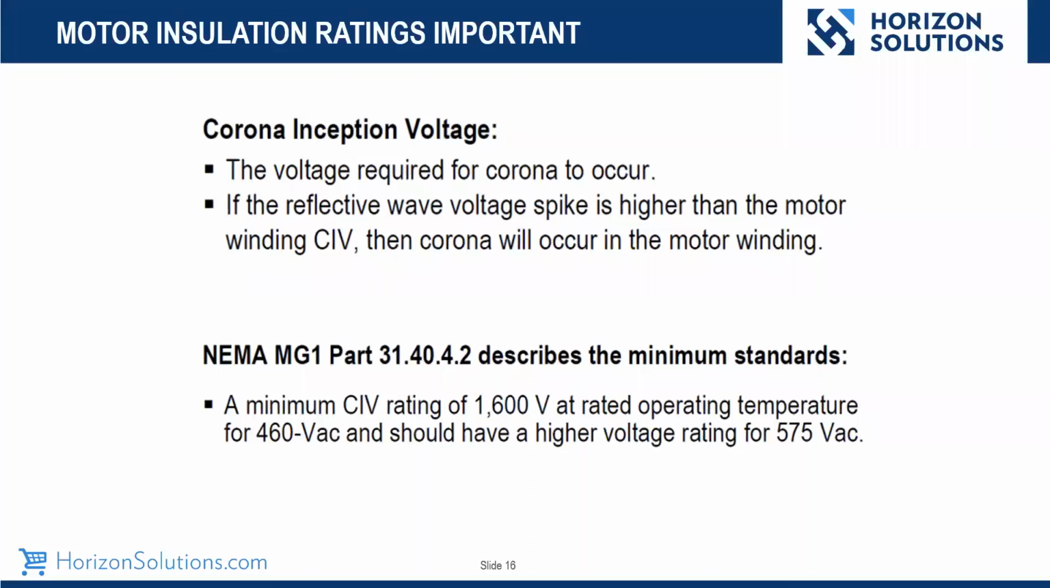MG1 states that the CIV rating is 1600 volts so that we do not exceed that rating. Most of the time you'll see that 460 volt motors will see 3.1 times the voltage coming into the drive, and that will be about 1426 volts. So we are down below the CIV rating, therefore the windings will be able to withstand the rough waveform that's coming in.